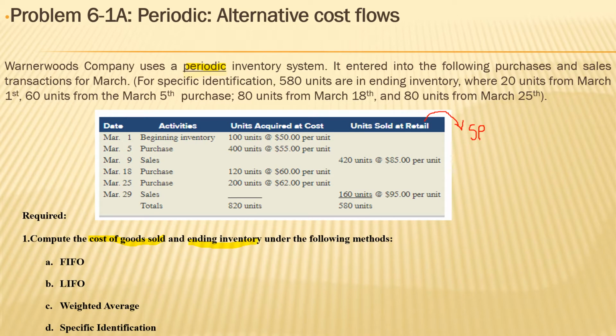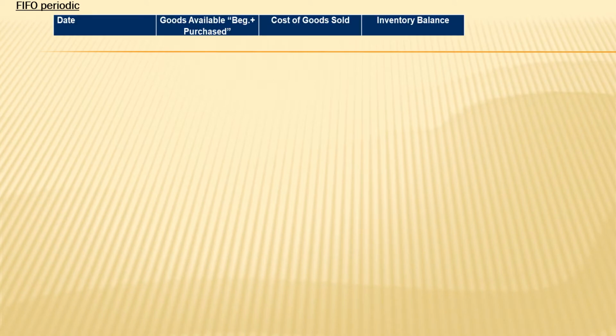the inventory costing methods we took last time, which are FIFO, first in, first out, LIFO, last in, first out, and weighted average. Here, when using the FIFO method, I'll have these 4 columns as we used to: the date, the goods available, which are the beginning inventory plus the purchased ones, a column for the cost of goods sold, and finally a column for the ending inventory.